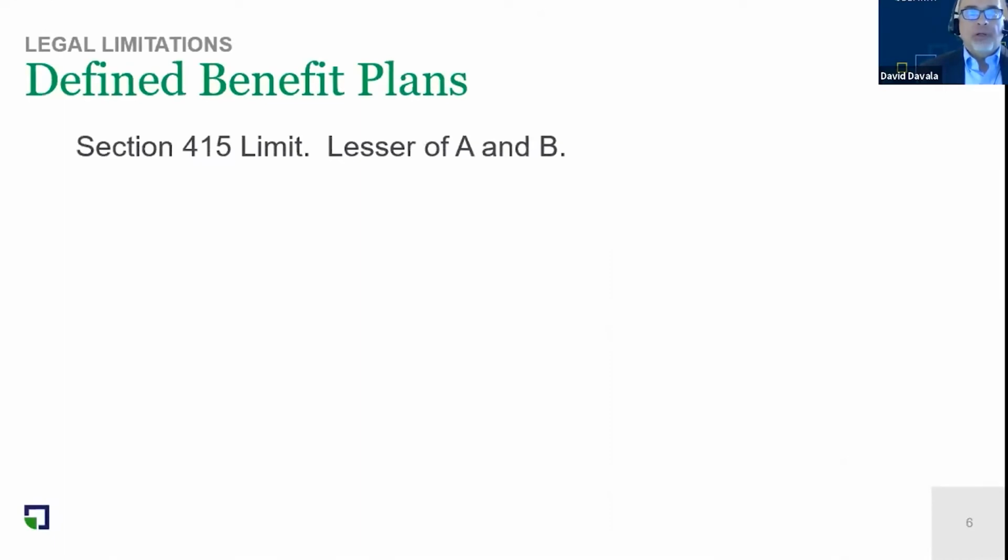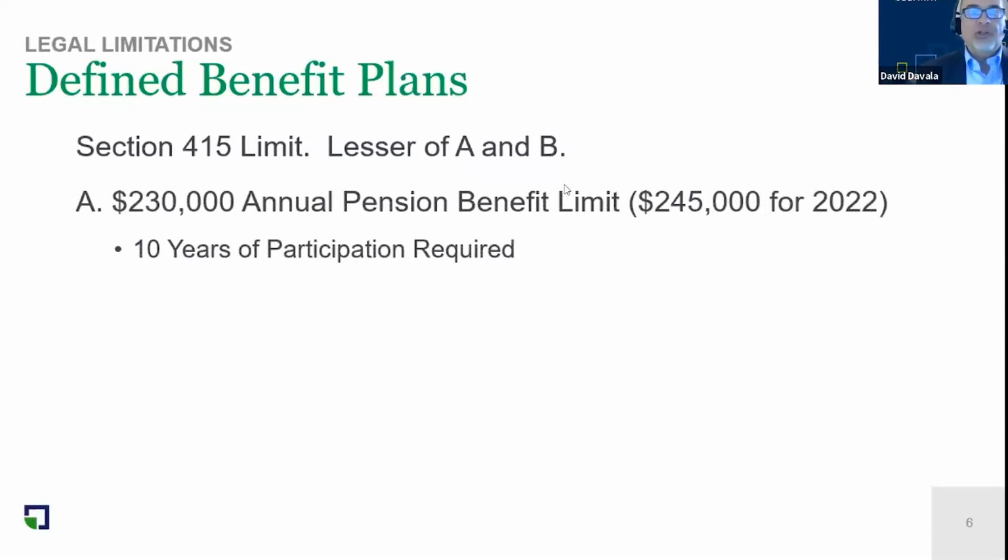Defined benefit plan limits. There are limits on how much a participant can receive from a DB plan. In the 401k, there's limits as to how much can be put in. On a defined benefit, it's how much you can be paid out. And these are driven by Internal Revenue Code section 415. The 415 limit is the lesser of two limits. So you calculate each limit and take the lesser of the two.